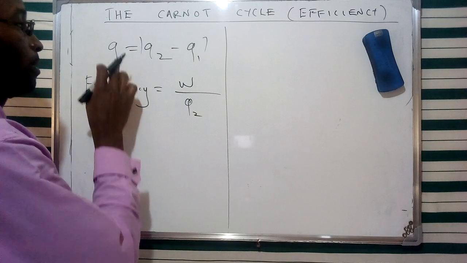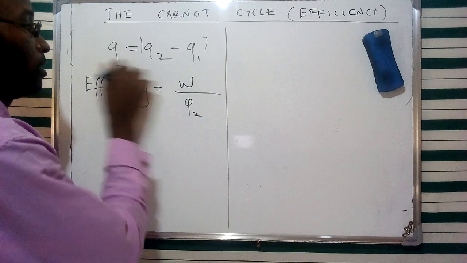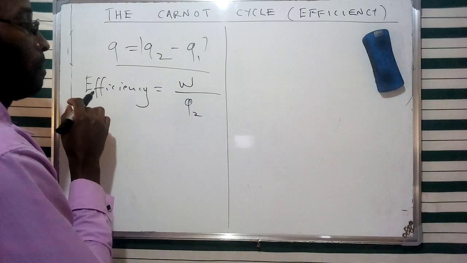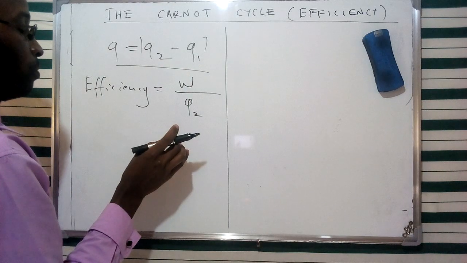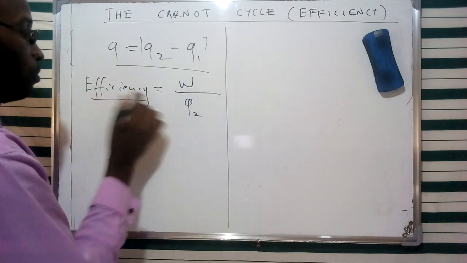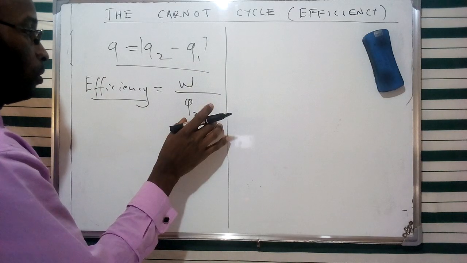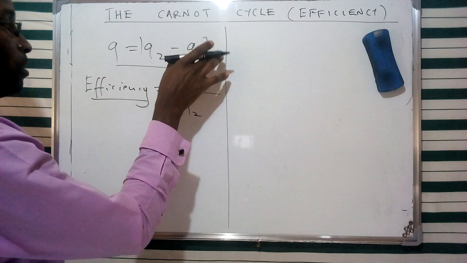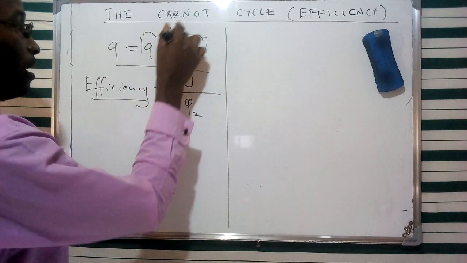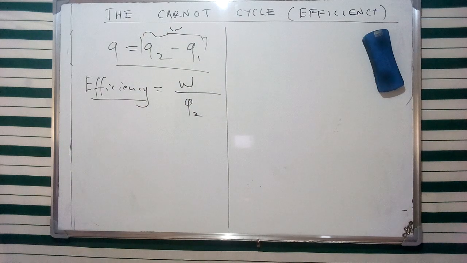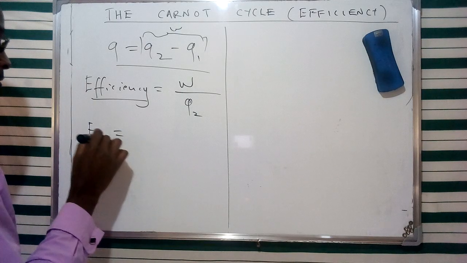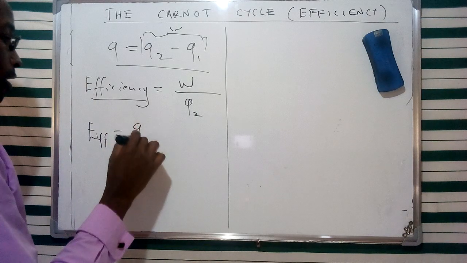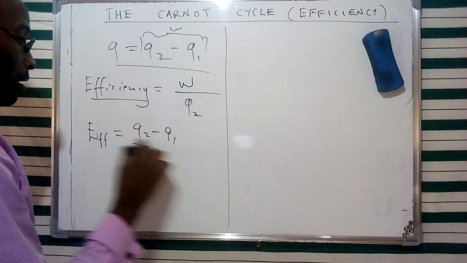So basically, I've said that the net change in heat, which is given as Q2 minus Q1, is going to constitute the work done. Therefore, the efficiency is going to be given as a ratio between the work done and Q2. So we're going to substitute the work done as Q2 minus Q1. Therefore, this efficiency can be given as Q2 minus Q1 over Q2.